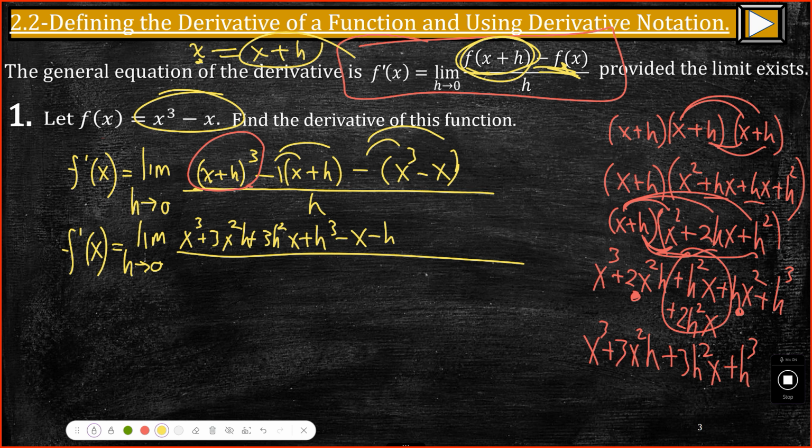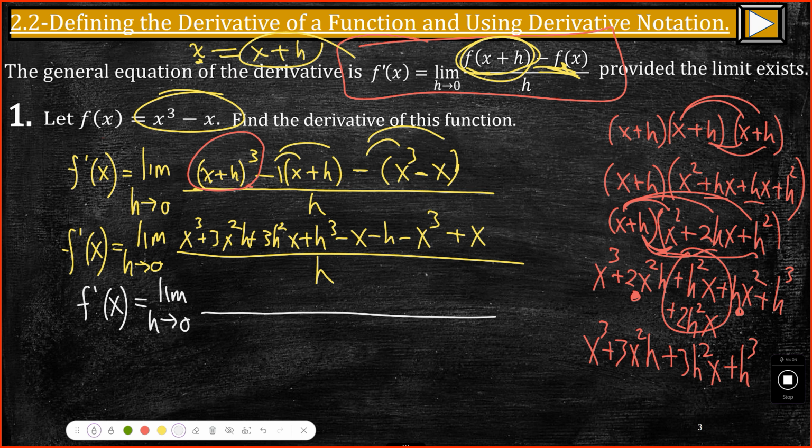So this is going to be minus x to the third, and negative times the negative is a positive x over h. Let's continue. F prime at x is going to equal the limit as h approaches 0. There are a lot of things that are going to cancel out here, and that's what always happens with these. X cubed minus x cubed cancel out. What else? Negative x and positive x cancel out.